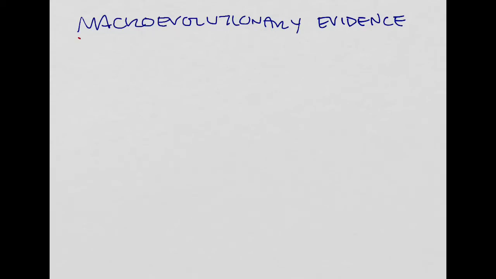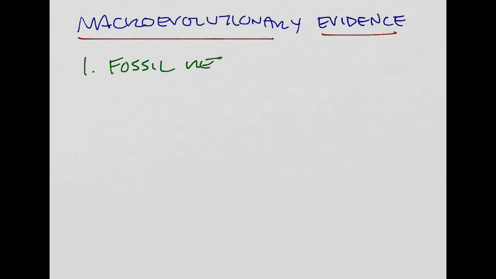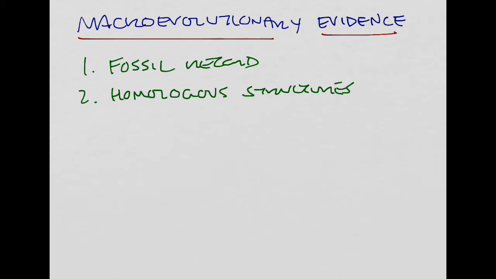Okay, so in the previous screencast, I talked about there being four pieces of macroevolutionary evidence that support the idea that evolution has happened and will continue to happen. The first of those was the fossil record. The second one was homologous structures.